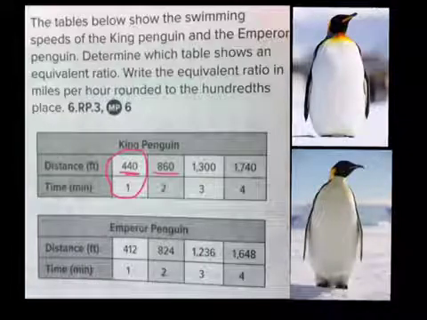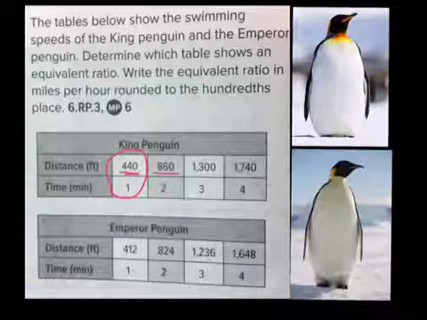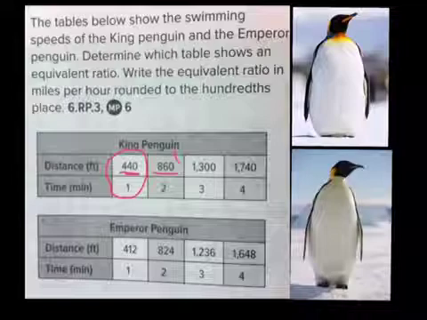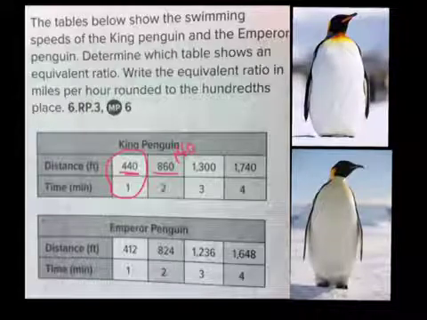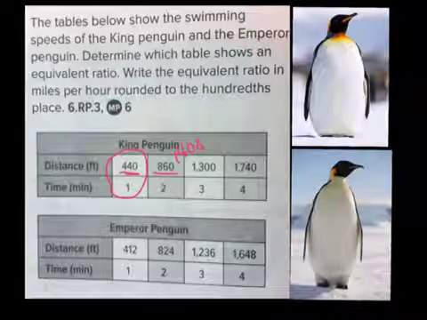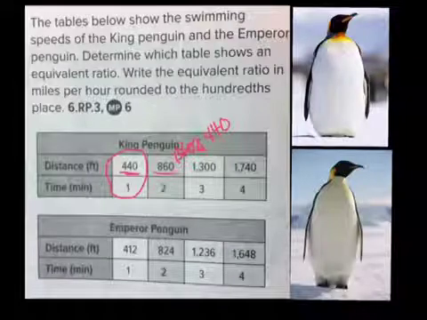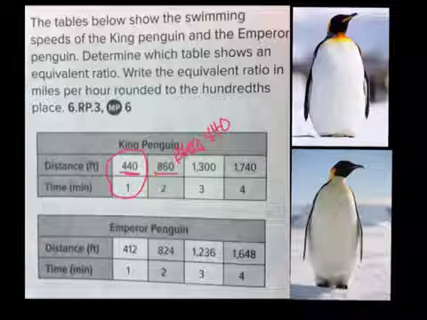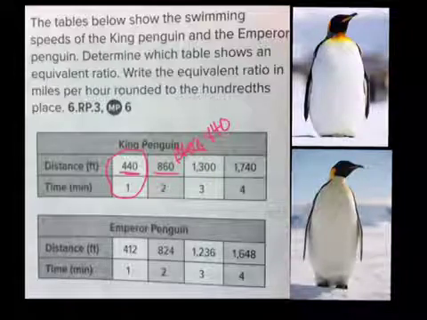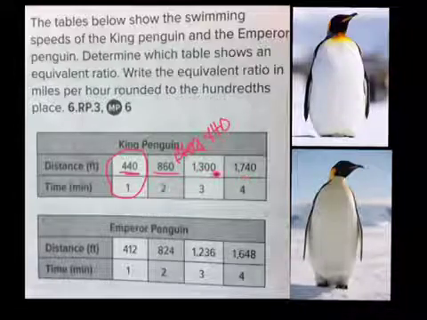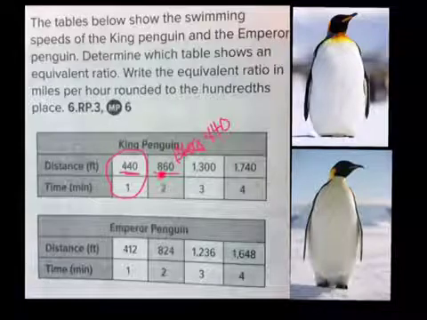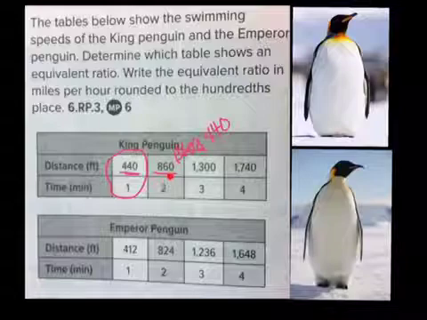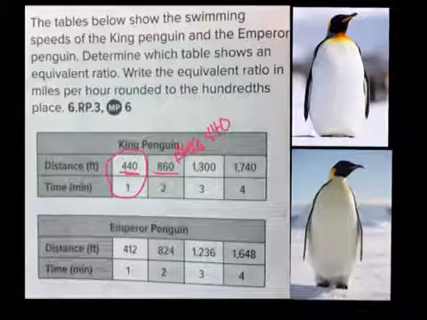Okay, so if we go up by 440 each time, and this time it does go up by 440, 440 plus 440 is 1300, right? And then does it go up by another 440? Oh, yes, it does, right? But here it does not. It should have been 880. So there we have, we're missing 20 for it to be equivalent.